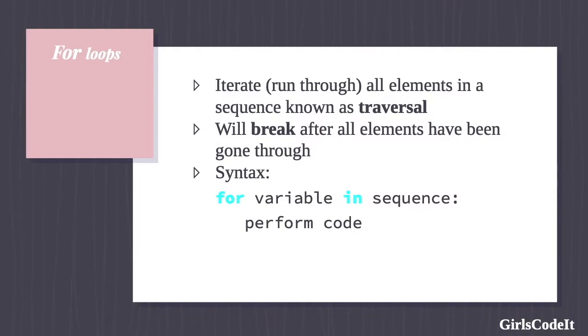The for loop of Python is designed to process the items of any sequence, such as a list or a string, one by one, and this is known as iteration or traversal. As soon as all the elements of the list and string are done, the loop will break. And this is the general form of a for loop. For variable in sequence, perform code. I know it sounds a little weird right now, but let's check out an example.